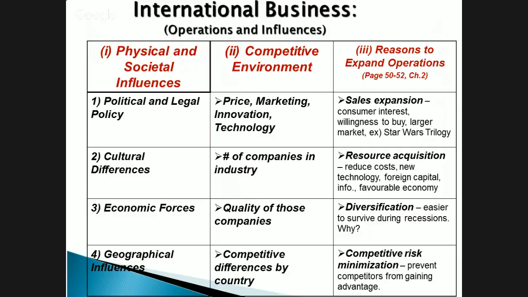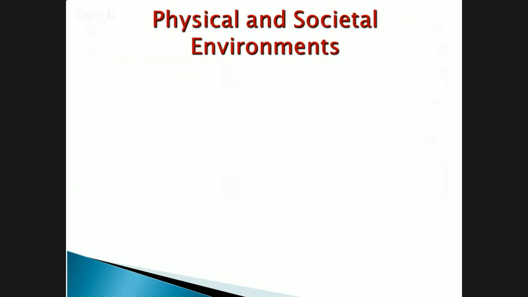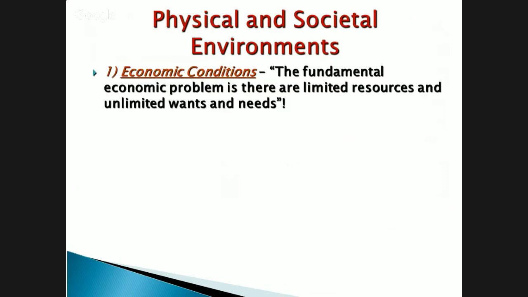Okay, so I've made this little chart here. I'm going to go over the physical and societal influences. I would like you to have a look in your textbook, though, on this third column here, reasons to expand operations. If you have a look in your textbooks on pages 50 to 52 in chapter 2, you can read about different reasons to expand operations internationally. But we're going to look closely at the physical and societal influences as to why we might operate our business internationally. So we're going to start with the economic conditions.